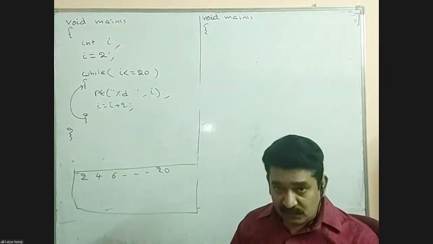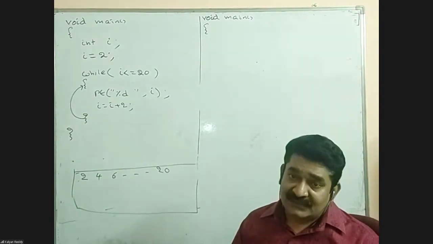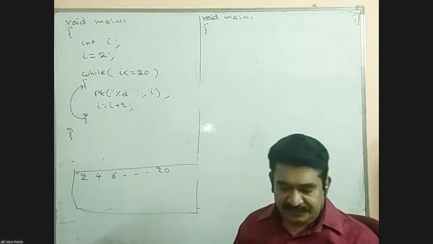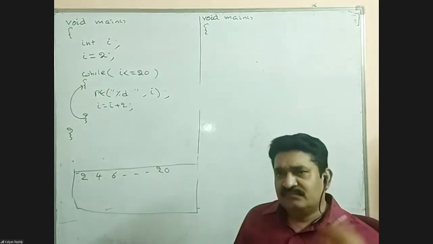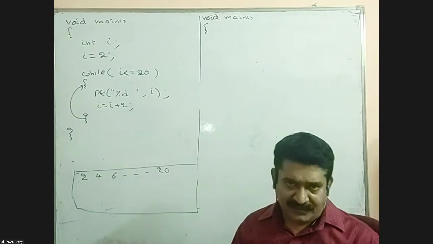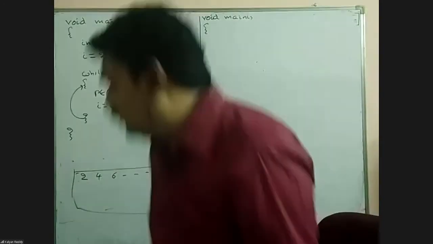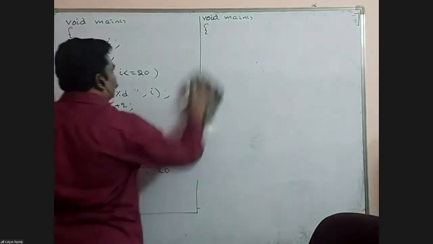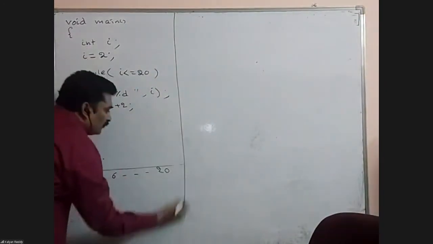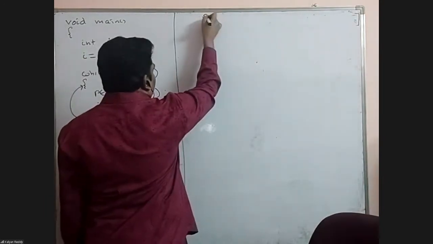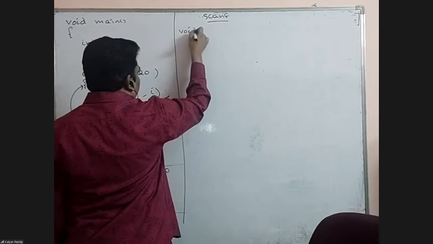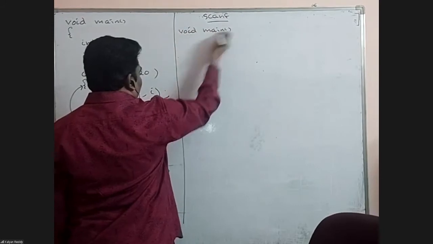To give inputs to the program at runtime, go for the statement scanf. Nothing but the reverse of printf is scanf. Come to the scanf syntax. Now I simply want to scan two values and display the sum of the two values. Void main, to scan two values right now.